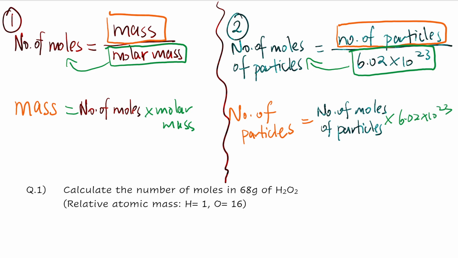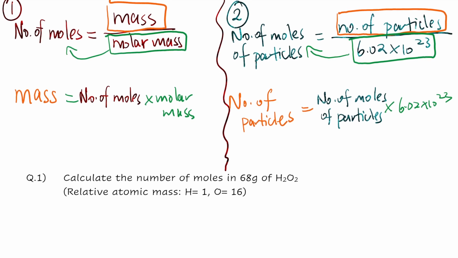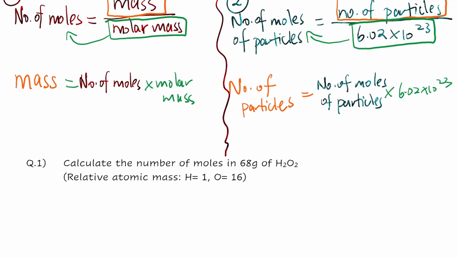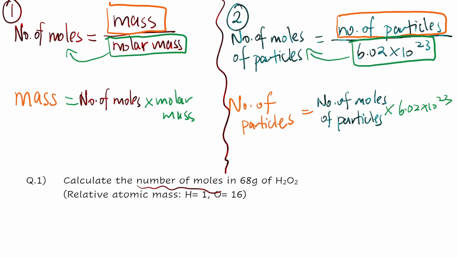Okay, so now let's look at the first question here. We're asked to find the number of moles in 68 grams of H2O2. Now this is hydrogen peroxide for those of you that are interested to know. So you can see this is just asking us about the number of moles. It's not asking us to find the number of atoms, the number of ions, or whatever. It's just asking us to find the number of moles. So that's why I'm going to use the first equation here.